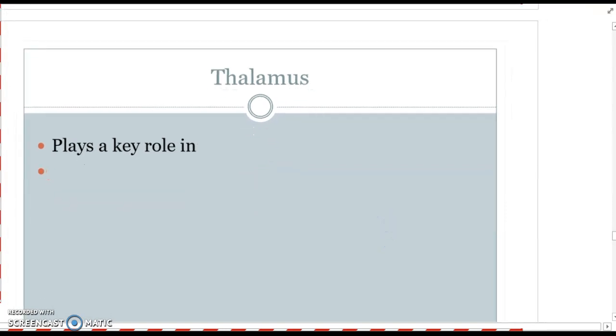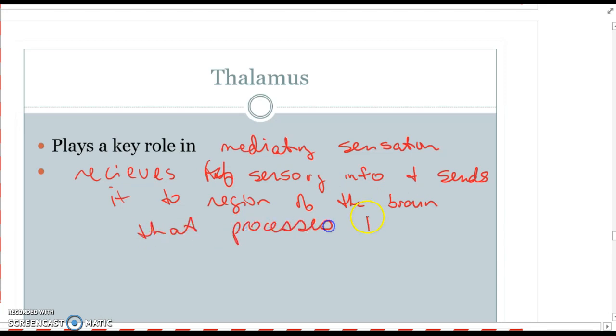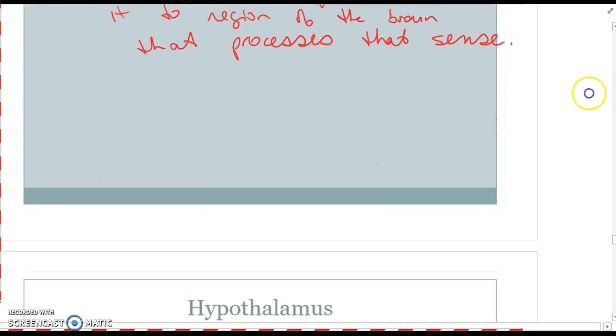It plays a key role in mediating sensation. So it receives that sensory information and sends it to the region of the brain that processes that sense. Except for smell, that's different. But like vision and hearing, which is pretty interesting. So you receive a sense, and then the thalamus is what actually sends that information to where it needs to go, so that your body knows what to do with it.